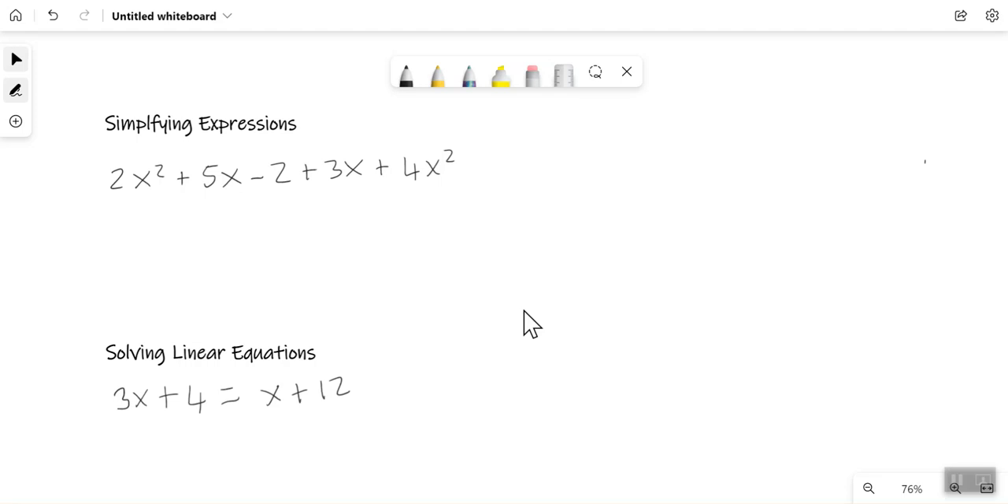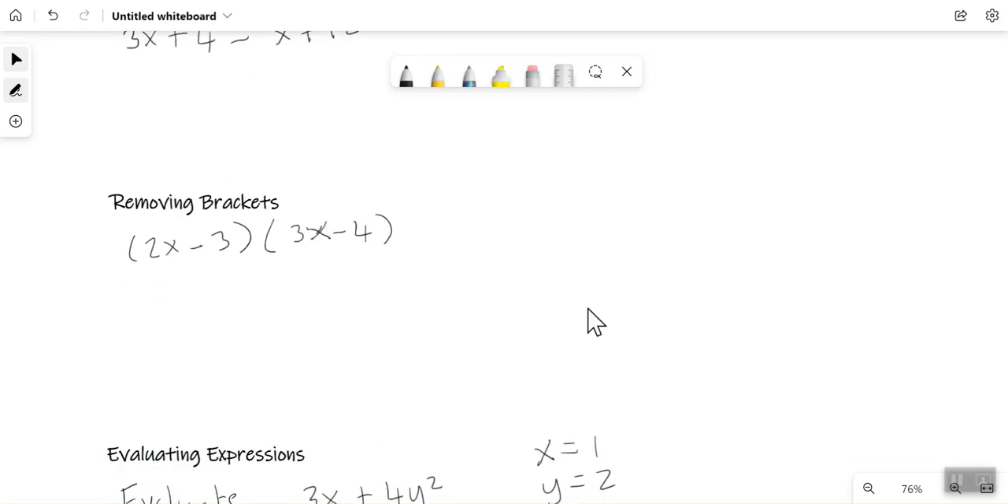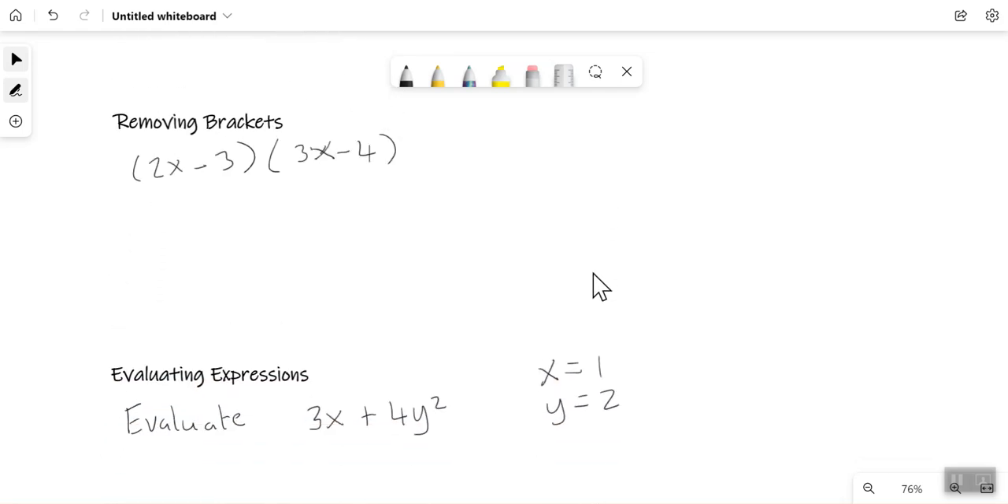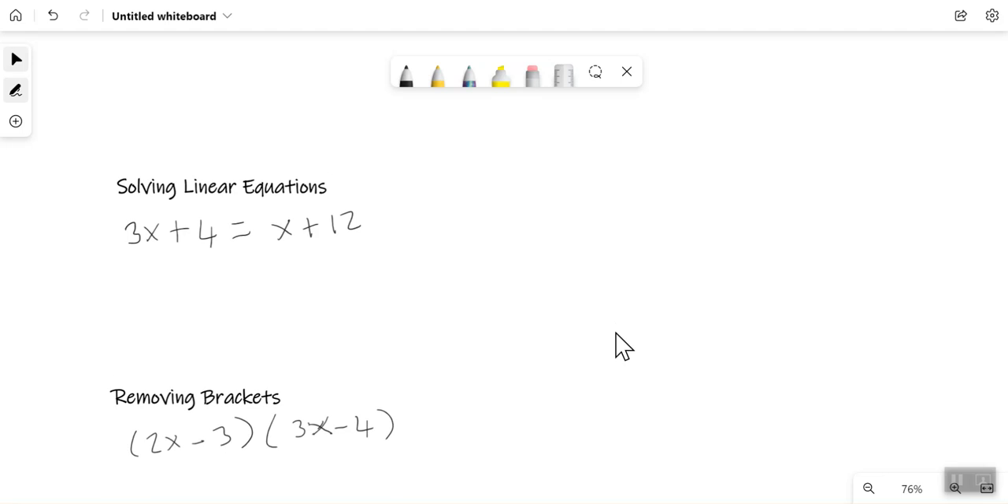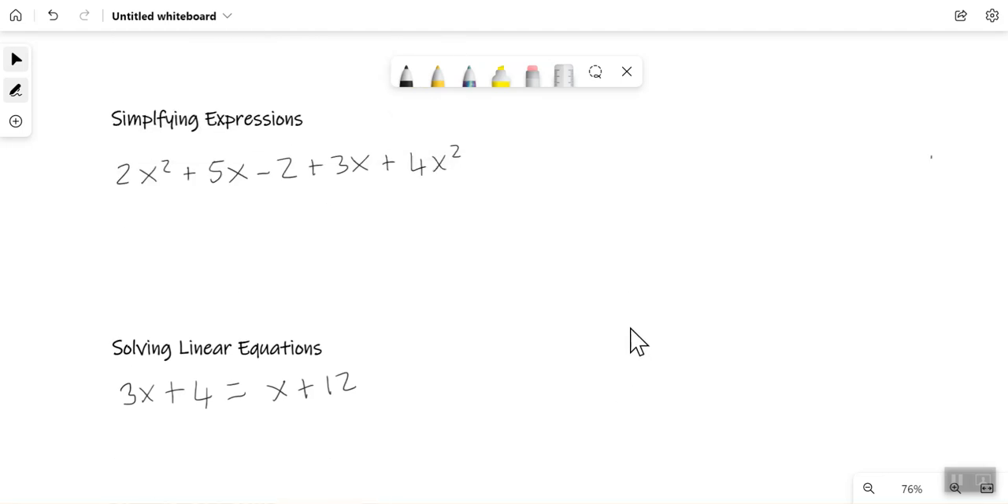So in this lesson, we are going to look at simplifying expressions, solving linear equations, removing brackets, and then what's called evaluating expressions. So we're going to look at each of these in turn, and these are the major topics that you need to know in relation to Algebra 1.